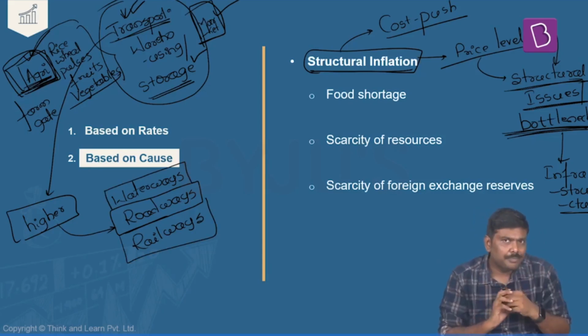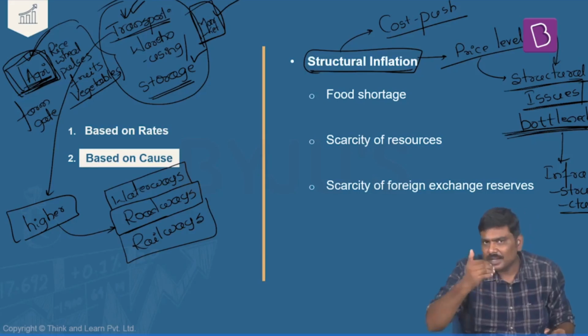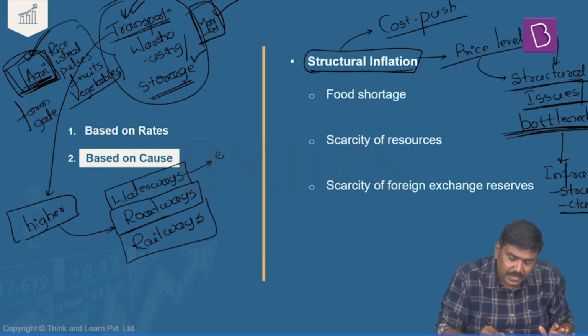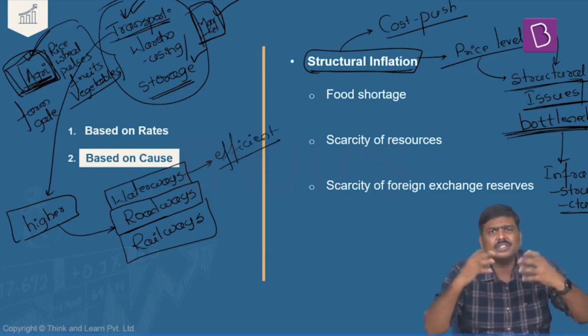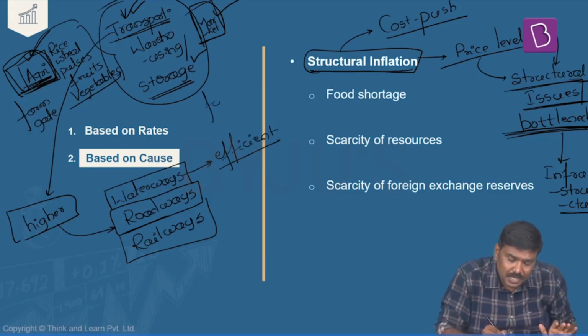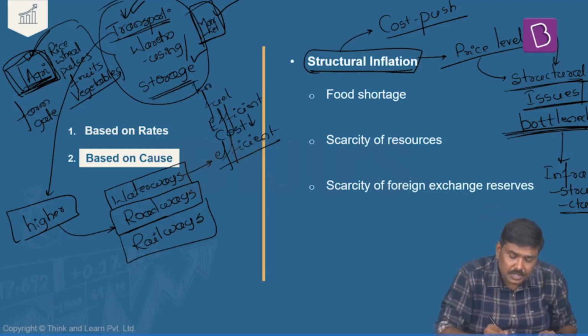But what is the issue here? When I make a comparison between the waterways, the roadways as well as the railways, the waterways is always efficient. Is it okay? Waterways, as a mode of transportation, is the most efficient mode of transportation. In what way? Fuel consumption is lowest. Efficiency of fuel is highest. Cost of transportation is lowest. Emissions caused is lowest. Is it okay?